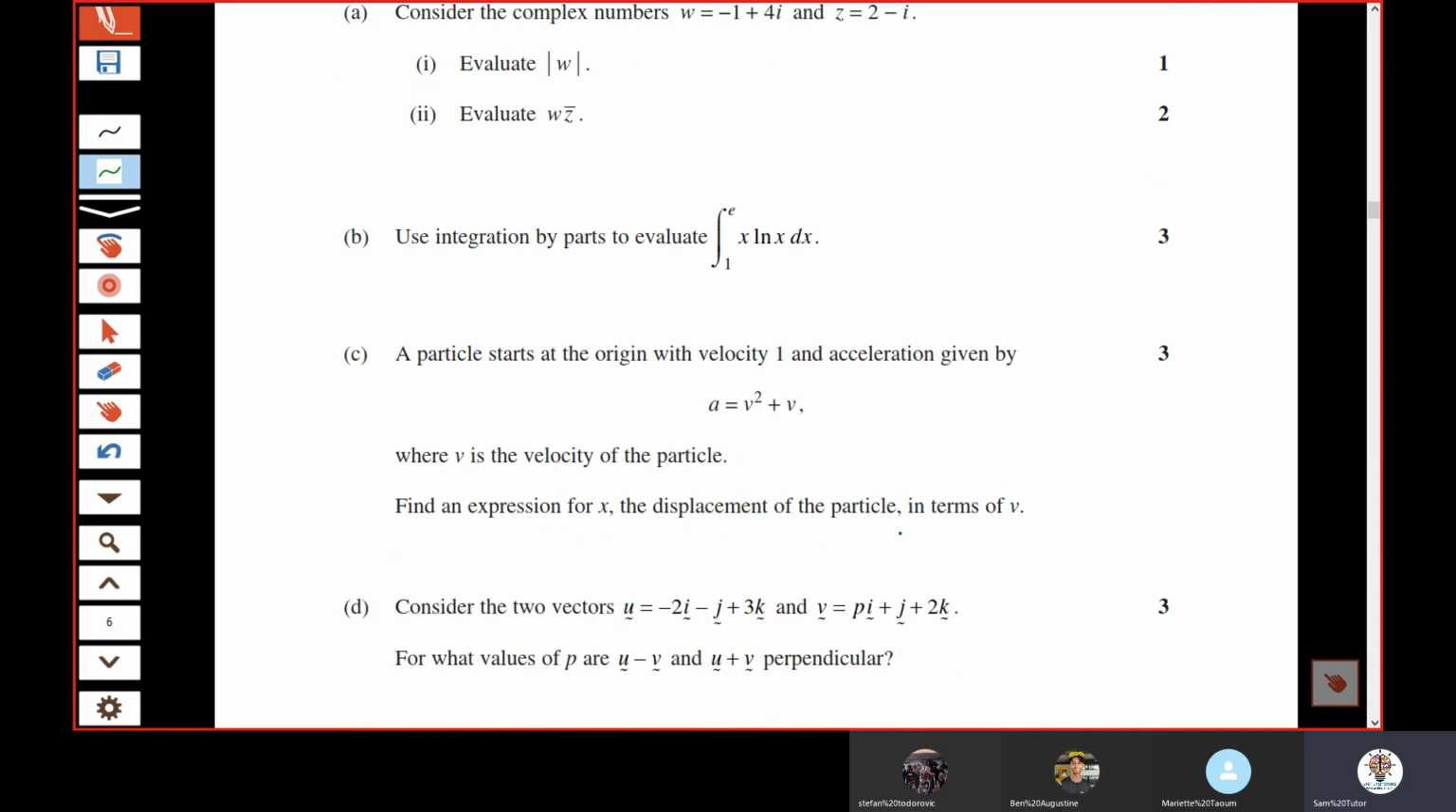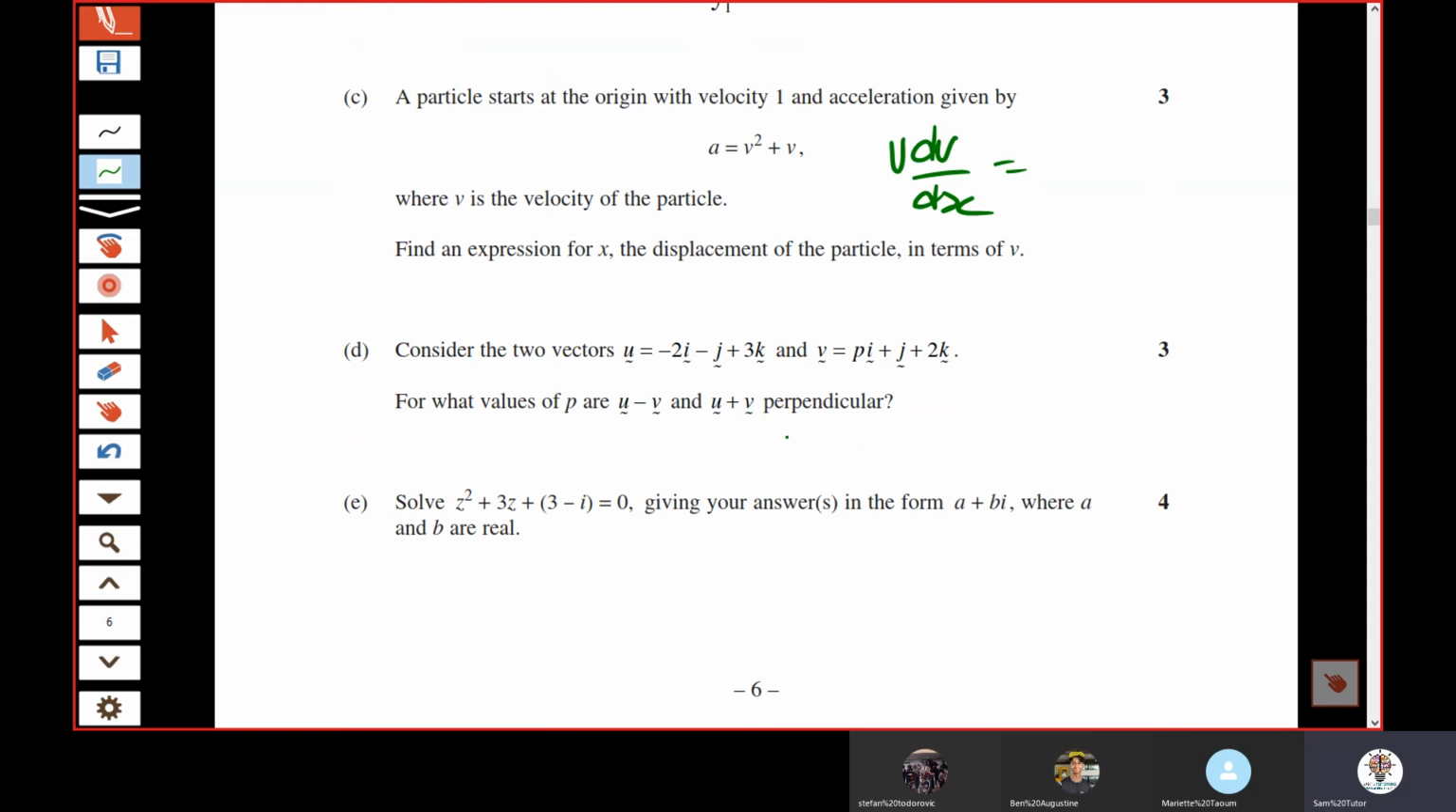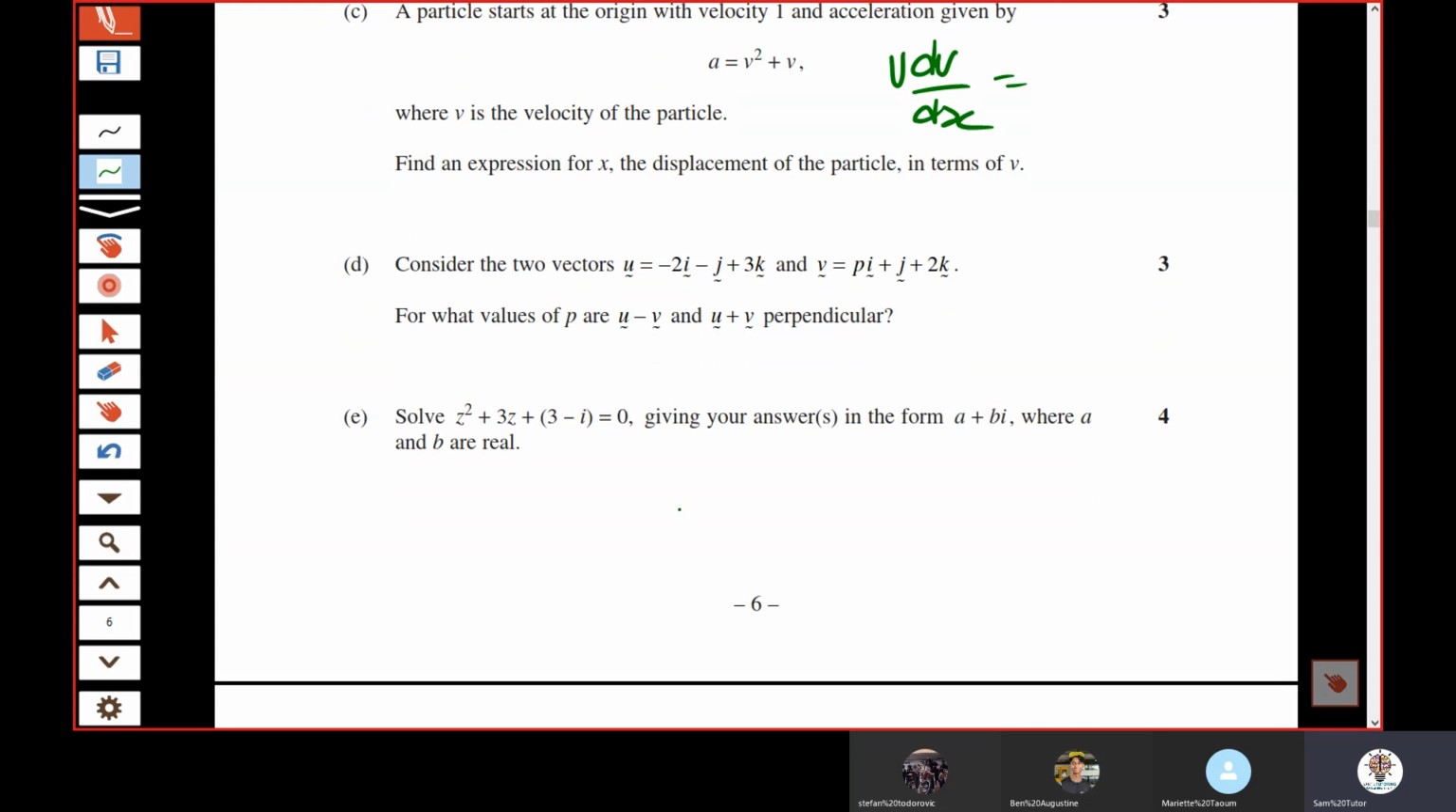Find an expression for x, displacement, in terms of v. Very easy. You're just going to use v dv on dx for acceleration, and then integrate. So easy 3 marks. Prove that these are perpendicular. I don't know if you guys remember this, but for perpendicular, we found that the dot product equals 0, and that's it. The dot product was just the first 2 multiplied plus the next 2. Very easy 3 marks. Let's do the 4 marker, because that's something you guys can do and should do.